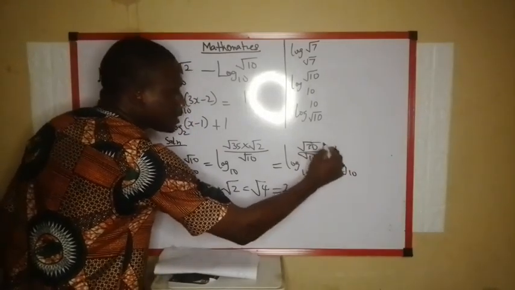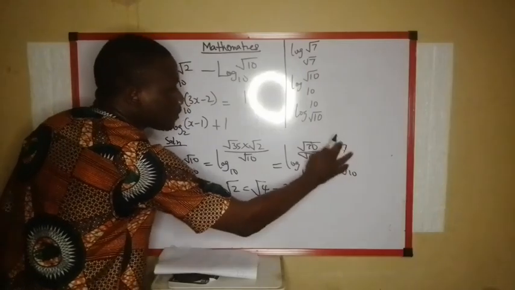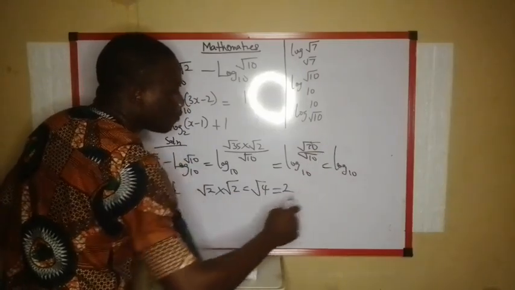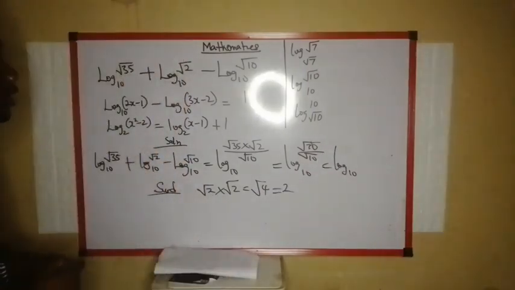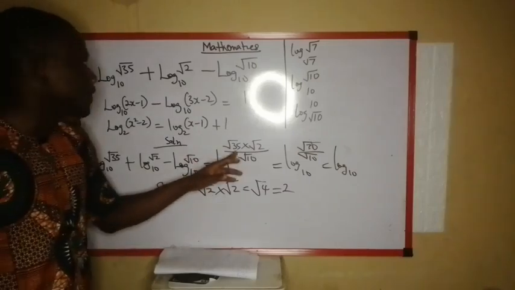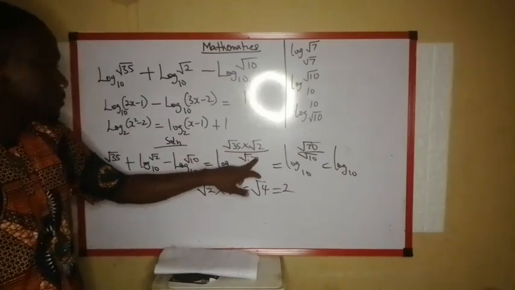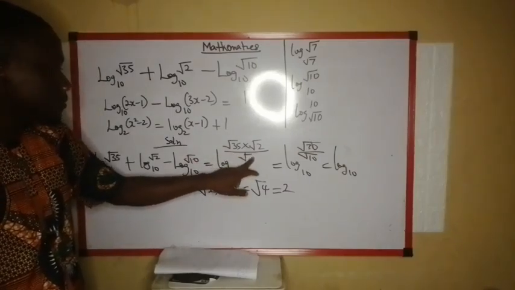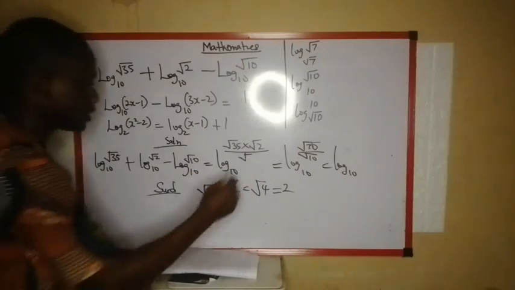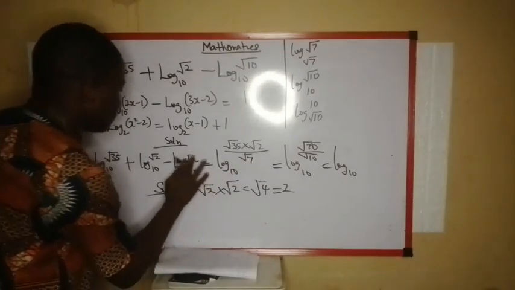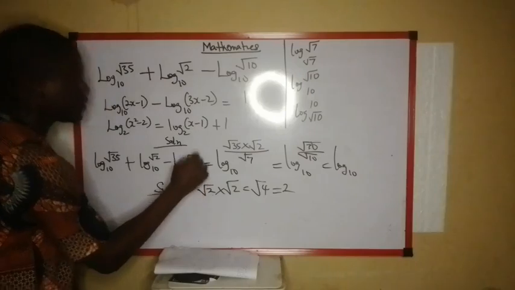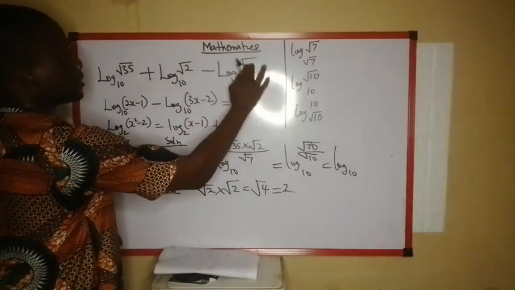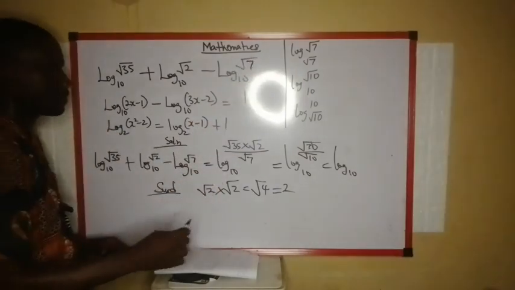What's 70 over 10? 7. Sorry, 70 over 35. This place is 7. This is a mistake. Let's correct ourselves. Yes, this place is 7.